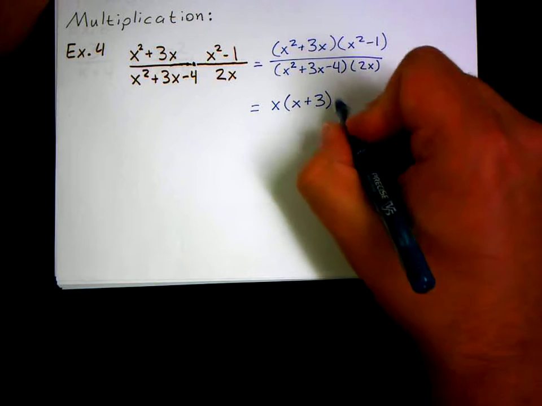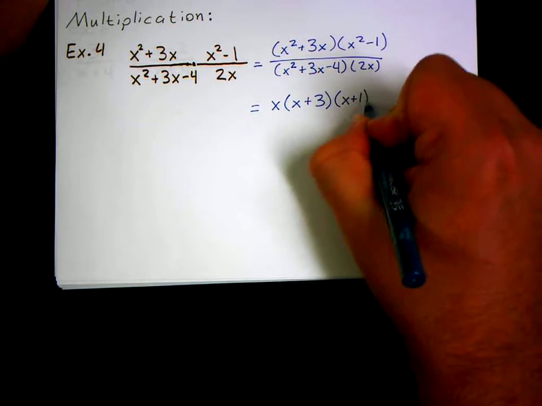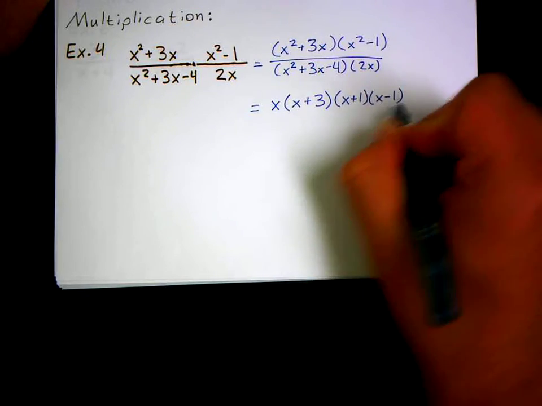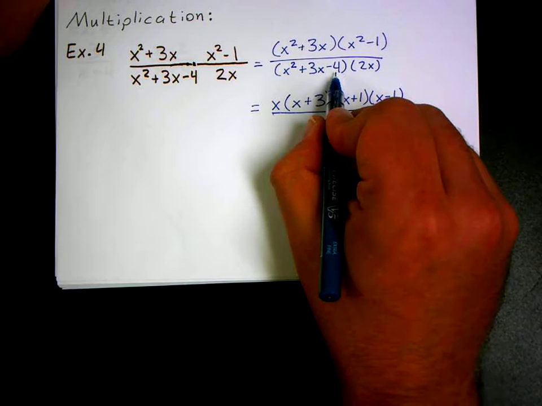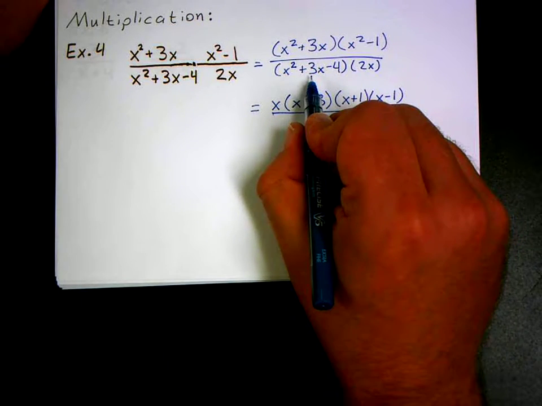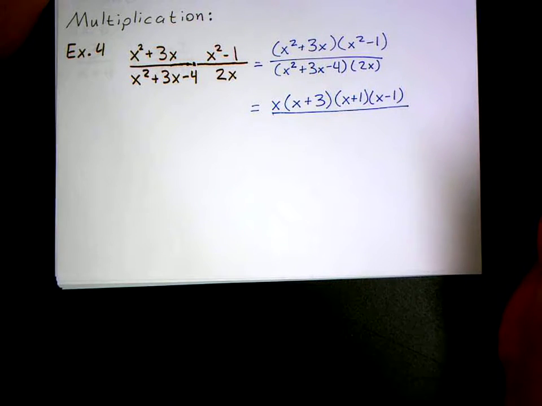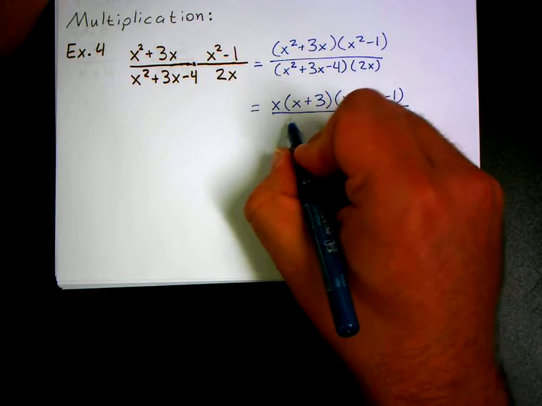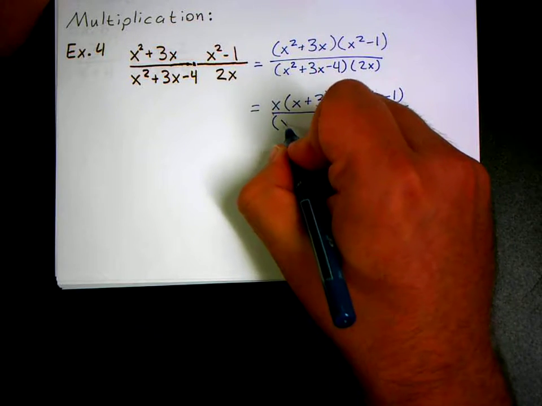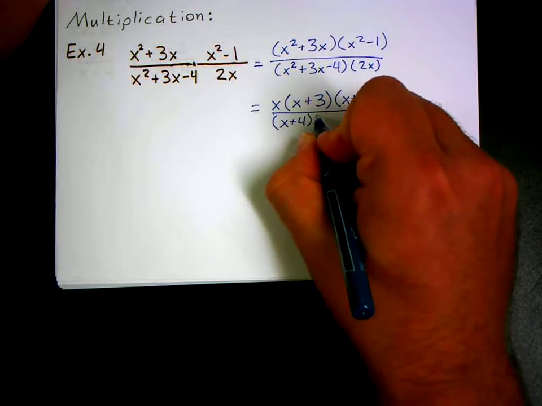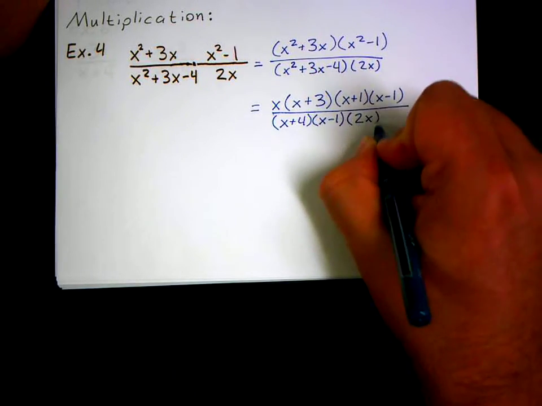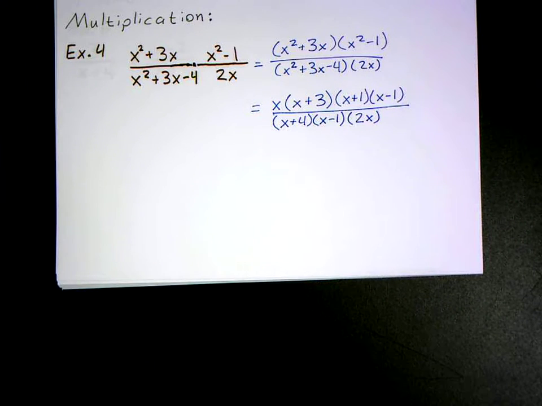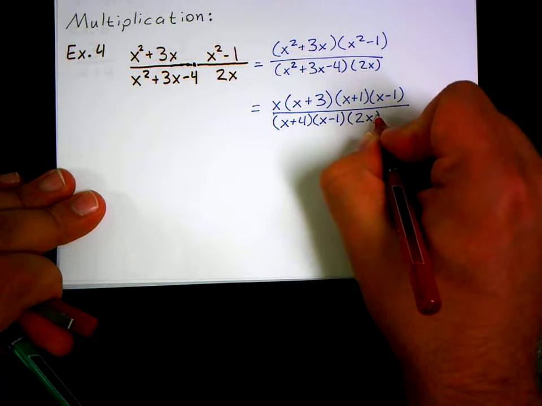X squared minus 1, that's difference of squares. This is a trinomial, so what are two numbers that multiply to negative 4 and add to 3? Okay, 4 and negative 1. Then after we have it all the way factored, we just go through and see what we can cross out. So I can cross out an x.